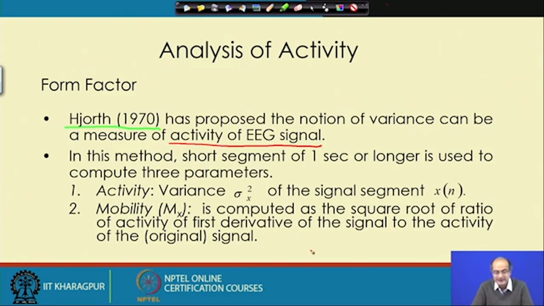Now, keeping the EEG signal in mind, they wanted to see how the activity changes for every second. So, if you take a window of 1 second, how that activity changes for every second, or you may take a longer window, and for that purpose Hjorth suggested three measures.